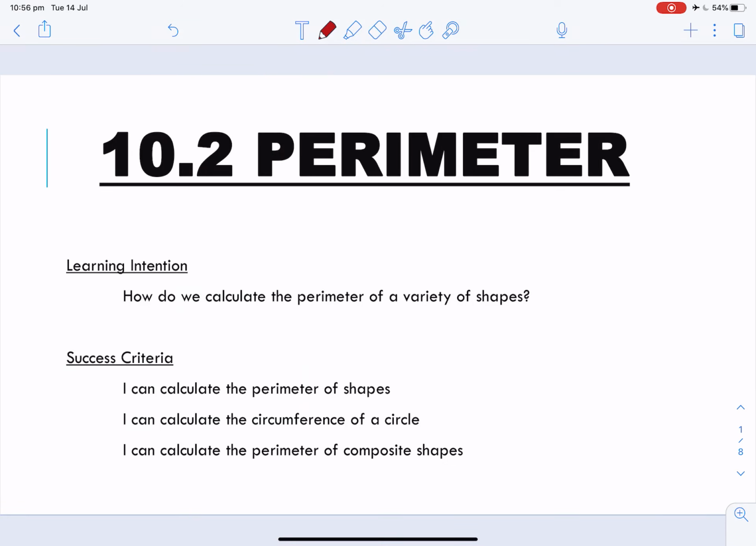10.2 Perimeter. Our learning intention: how do we calculate the perimeter of a variety of shapes? Our success criteria: I can calculate the perimeter of shapes, I can calculate the circumference of a circle, I can calculate the perimeter of composite shapes.